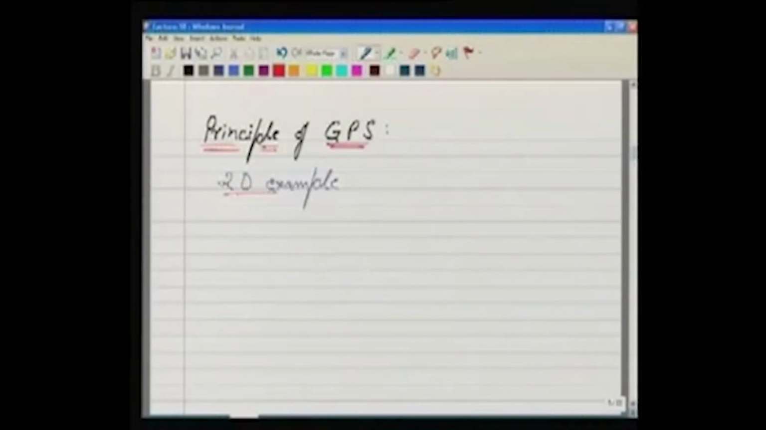By making use of these distances, it is possible that we can determine this particular position, because in the coordinate system which we just defined, our satellites are also positioned. At any moment we know exactly where the satellite is in that particular coordinate system. Having said that, what is the principle? We will try to understand this by a 2D example.